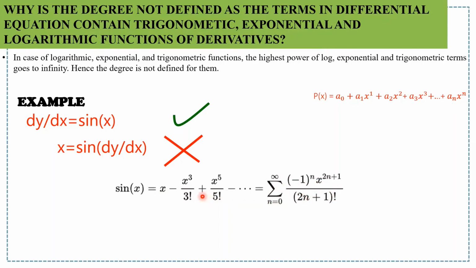Now in the case of sine of dy over dx, if we replace x by dy over dx in this equation, the expansion will be the same, but we just need to replace x by dy over dx in each and every term. After doing this, we will find that the degree of dy over dx is increasing to infinity, and hence we can't assign any fixed value to the differential equation as a degree.